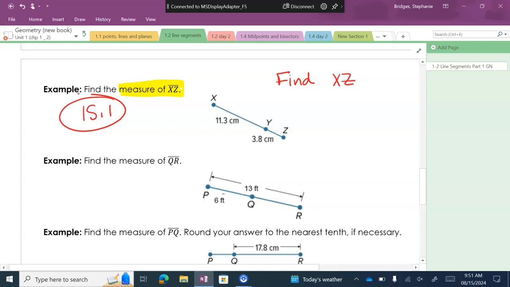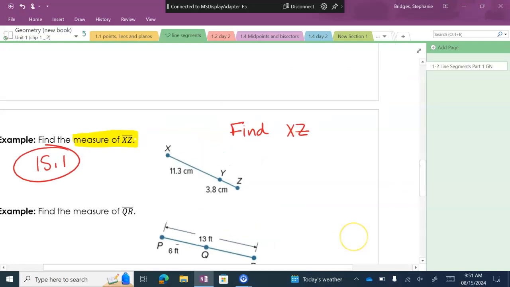Does that make sense? So when I write this, that means I want to know what the length is. Okay, so without the bar means how long is it? So I'll either write find the measure of with the bar on it, or I'll just say find without the bar, and that means find the length. Same thing, yeah. It's just two different ways to write it.